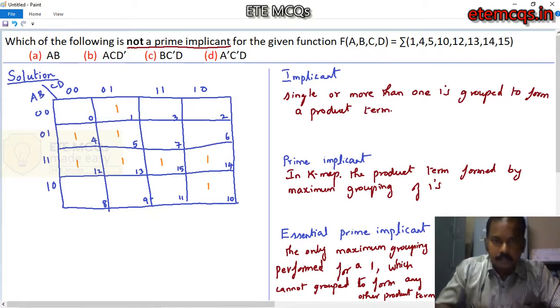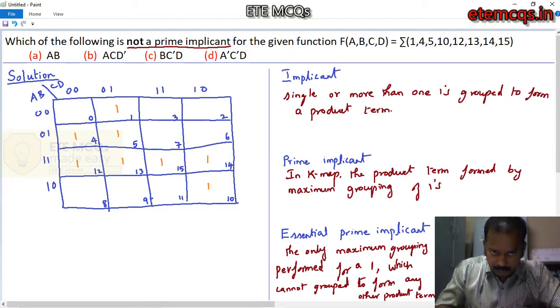I am just going to perform grouping just to understand implicant, prime implicant and essential prime implicant. Finally, we can get the solution. We can identify which particular product term is not a prime implicant. Okay, now you just consider this one. This one's only possible grouping can be done with, can form a pair with the neighboring one. Only this adjacent cell is one.